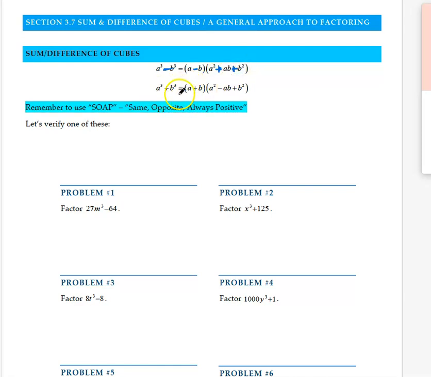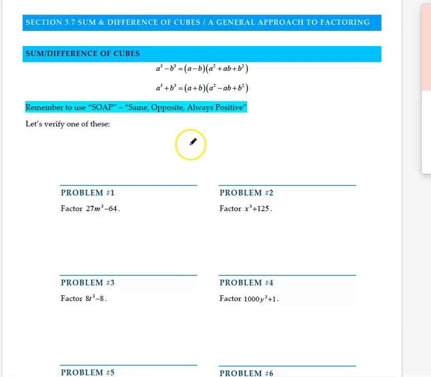All right, and down here to illustrate, we've got a plus sign connecting them. So our first sign in between is going to be a plus sign also. The next one is opposite, and then the last one is always positive. That's a way to help you remember this, because you really have to have this memorized going into the exam. You can't really factor these any other way.